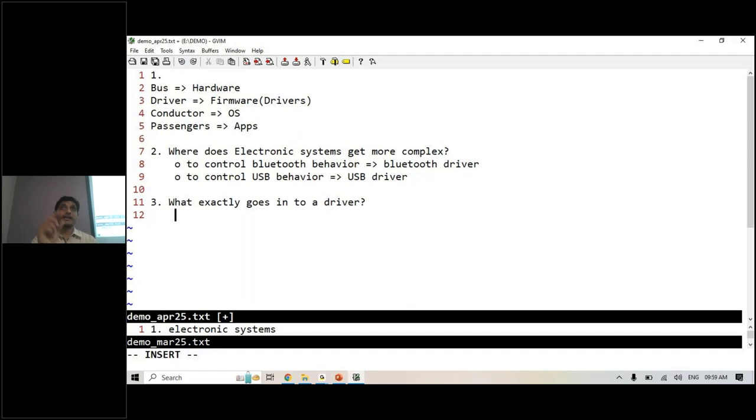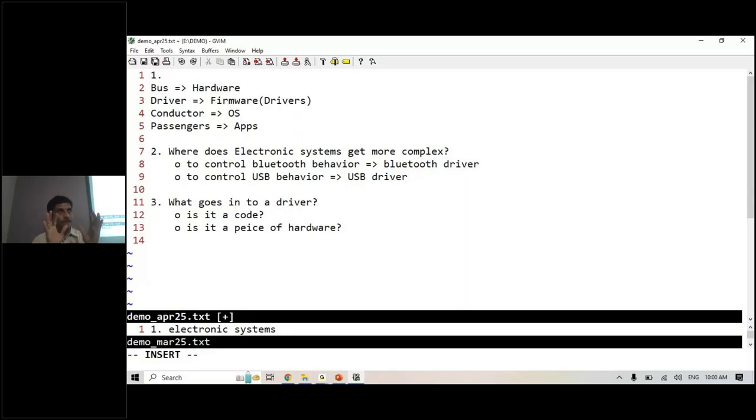First, let's ask a question. Again, I'm not talking about the bus example here. Coming back to electronic systems, what goes into a driver? Is it a code, or is it a piece of hardware? What do you think is a driver? Is it a code, or is it some kind of physical element?